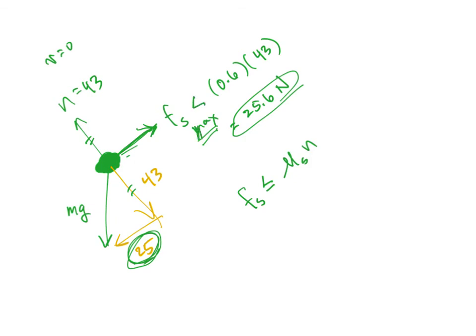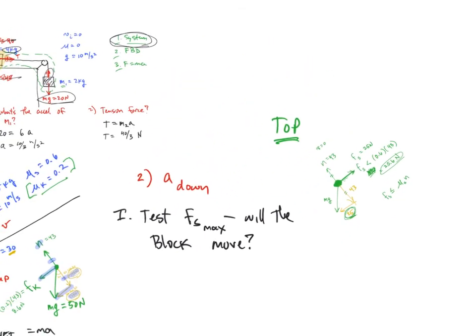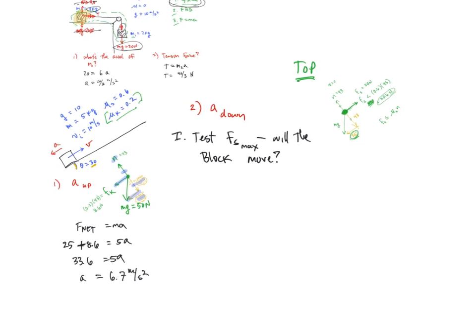Fs is less than or equal to this. And so what do we note here? Well, we note that since the maximum value of static friction is more than 25, the static friction force will simply match the force down the ramp. And so the acceleration here, it will not move. So we answered no, which means the acceleration is 0.